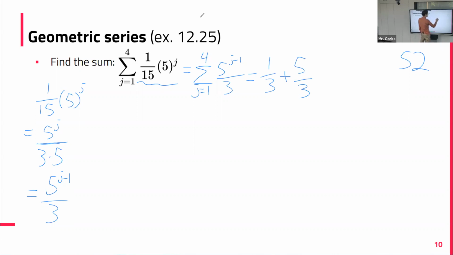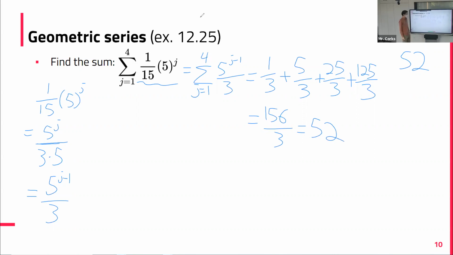5 over 3. Then it looks like it'll just be sort of powers of 5 on the top. So 5 squared, 25 over 3. And 125 over 3. All right, if we add up all of the things on the top, we get 156 over 3, and simplify that, 52.